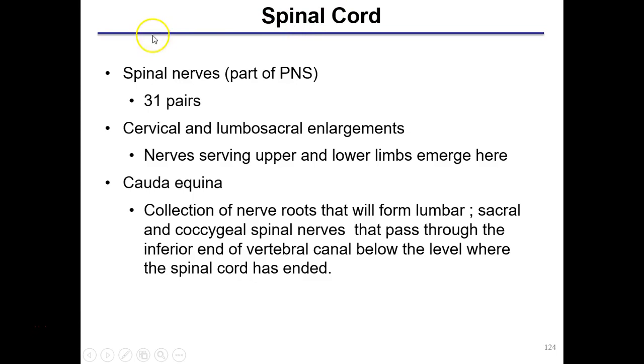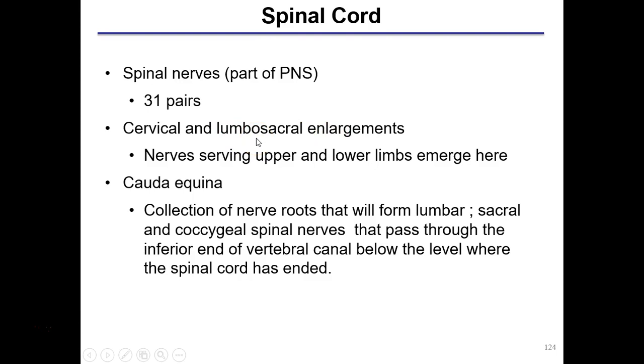The spinal cord itself is divided into 31 different spinal segments. The spinal nerves which come off the spinal cord are part of the peripheral nervous system. Once they've exited the cord, they are considered outside the central nervous system. So there are 31 pairs of spinal nerves that come off the spinal cord. As we mentioned, there are enlargements, or thickened areas, of the spinal cord where the extra neurons supplying the upper limb in the case of the cervical enlargement, and the lower limb in the case of the lumbosacral region, provide a thickened area of the cord.